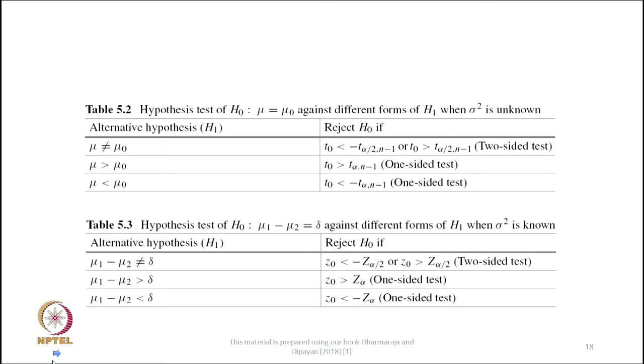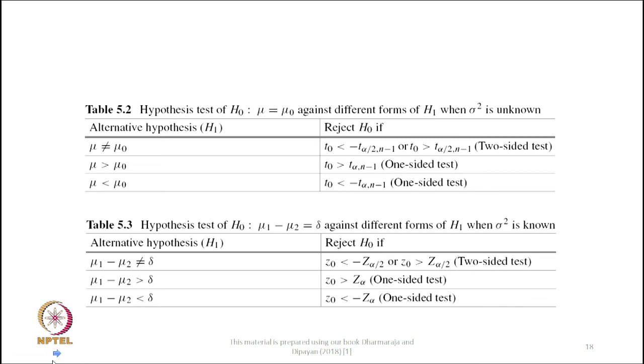And the important information is, whenever the null hypothesis is less than or equal to or greater than or equal to, then the critical region is not divided into two halves. Then those tests are called one sided tests. So, we started with a two sided test because the null hypothesis is with the equal sign, therefore the alternate hypothesis has the not equal to sign, and the critical region is divided into two halves.